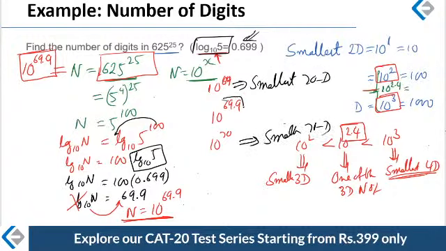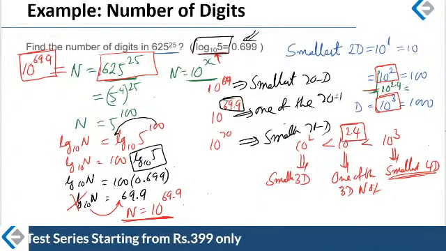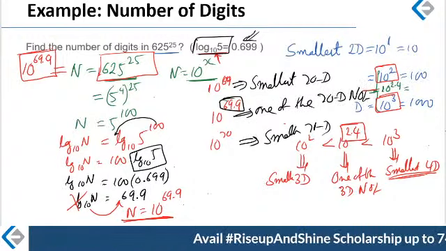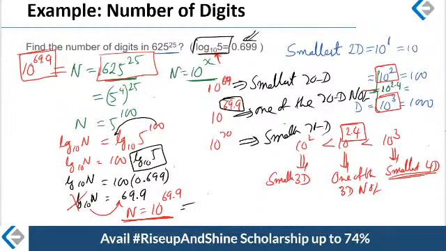So therefore, what is 69.9? This will become one of the 70 digit numbers. It is not the smallest, neither the largest. It is one of the 70 digit numbers. So therefore, how many digits are there? Therefore, you will say that there are 70 digits in n. There are 70 digits in my number. Simple. That's all the simple algorithm that we use.